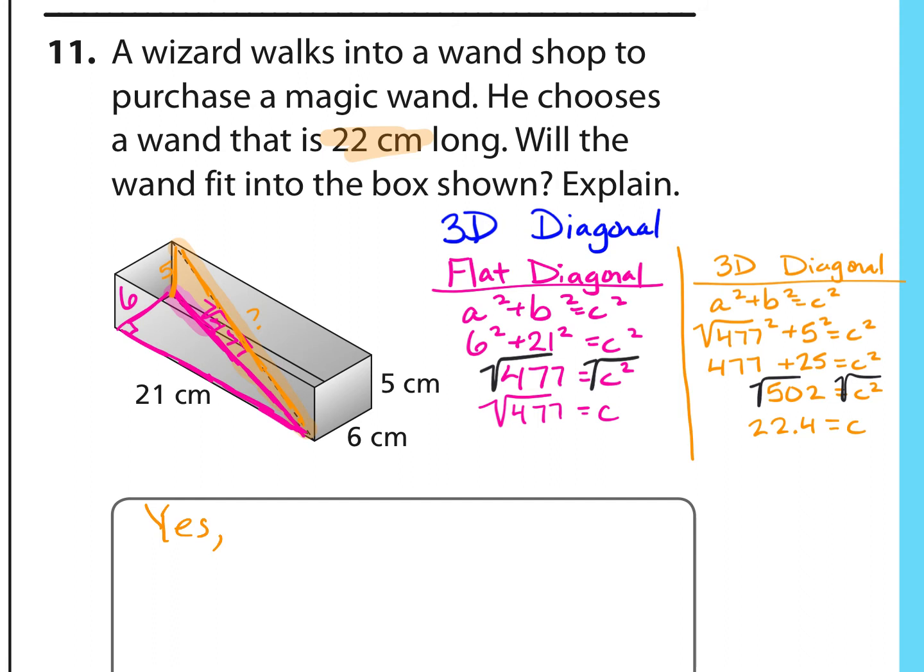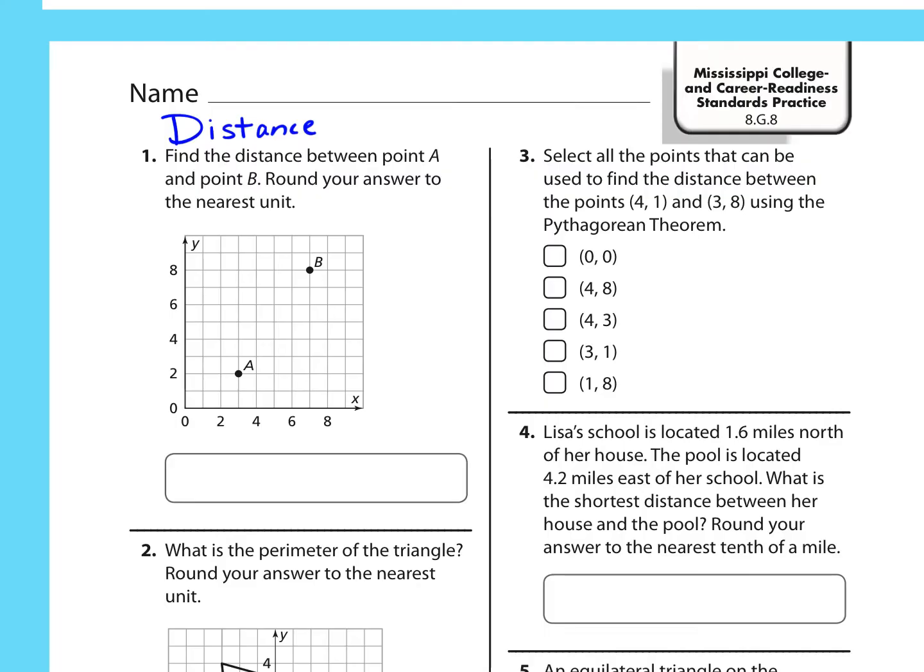Yes, since the box can fit 22.4 centimeters, it can obviously fit less than that. Okay, standard 8G8. These problems involve distance, and one way we can find distance is using the Pythagorean theorem.